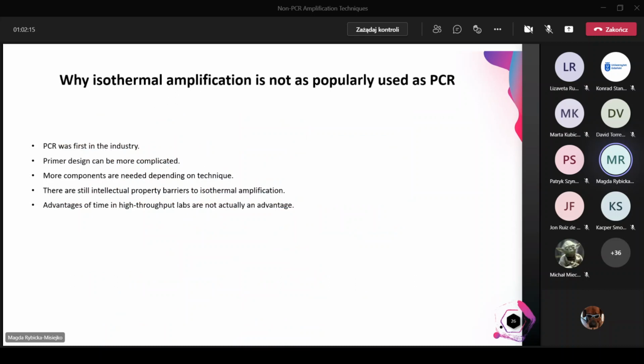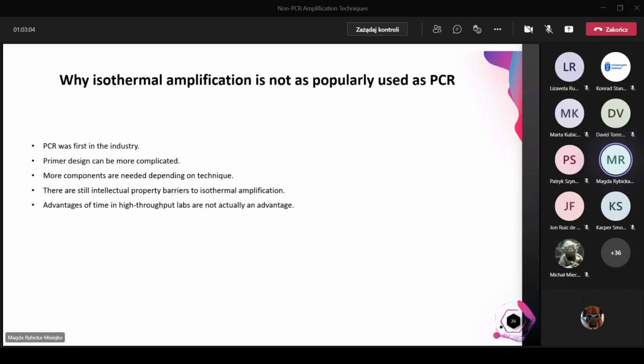So why is isothermal amplification not as popular as PCR? PCR came just a little bit before isothermal amplification, and the principle behind it was relatively easy to understand. At programmed temperature intervals, the behavior of DNA primers and polymerase could be changed into exponential amplification. Because it was first and quite easy, it was quickly adopted by laboratories.